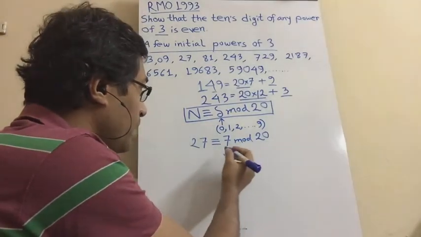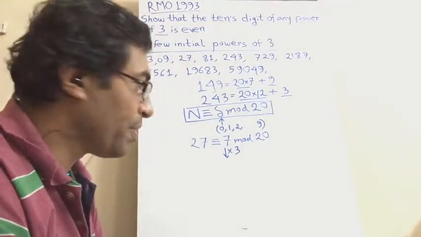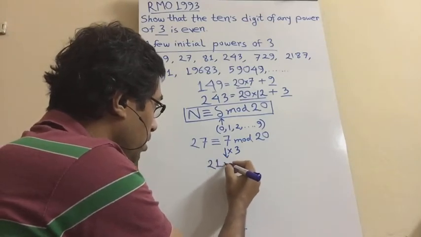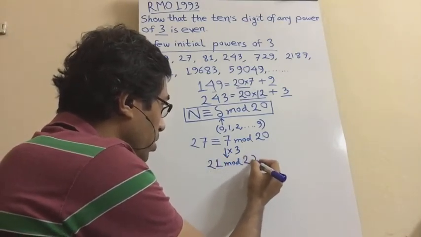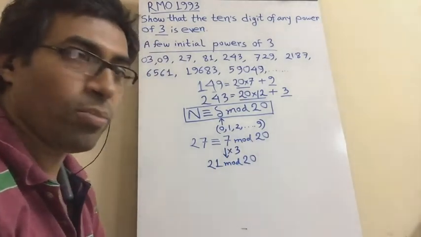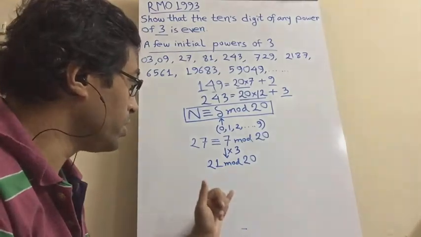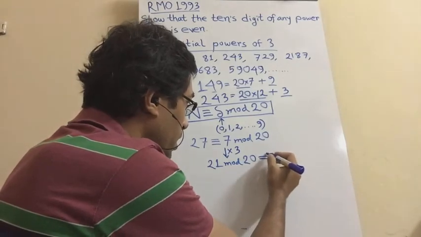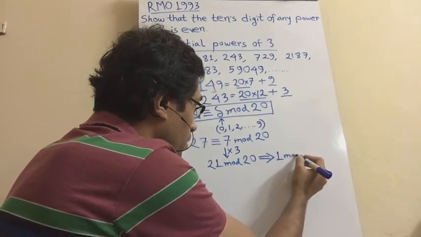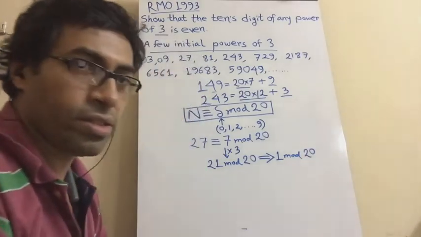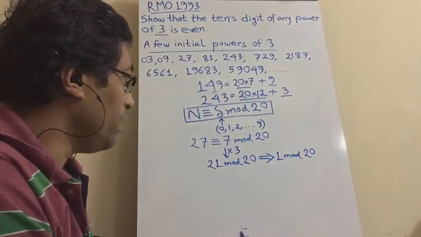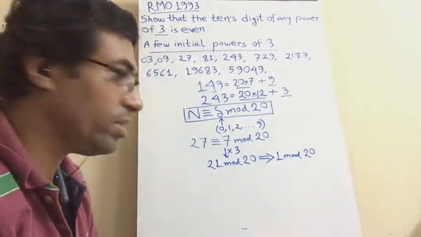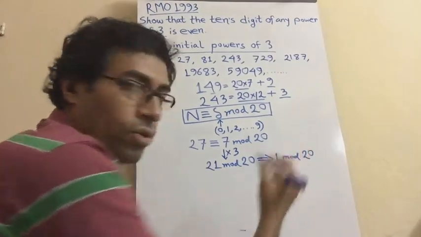But in general, if you have a number that is congruent to 7 mod 20, and you multiply that number by 3, you get a result which is 21 mod 20, because 3 into 7 is 21. But 21 mod 20 is kind of absurd, because the remainder always has to be lesser than the divisor. So 21 mod 20 can be written as 1 mod 20, because 21 is nothing but 20 plus 1. That means if you have a positive integer which is congruent to 7 mod 20, and you multiply that integer by 3, you get a result which would be congruent to 1 mod 20.